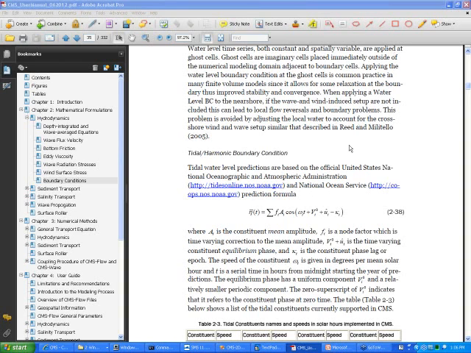Okay, so now tidal and harmonic boundary conditions. This is a water level boundary condition. The difference between tidal and harmonic boundary conditions is that the tidal one includes nodal corrections and equilibrium arguments. So this is the general formula used to calculate the tidal boundary condition.